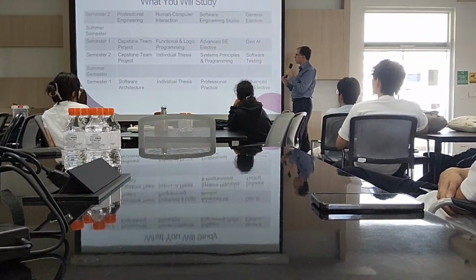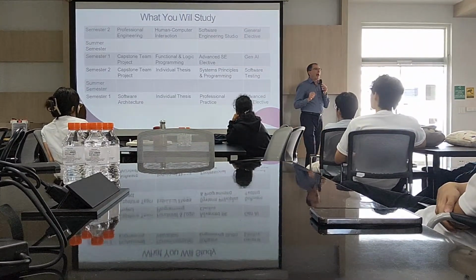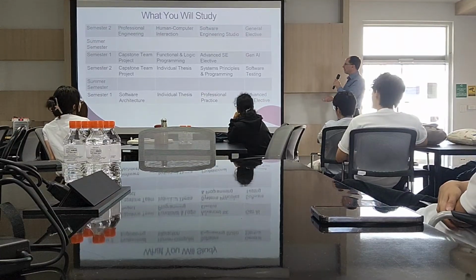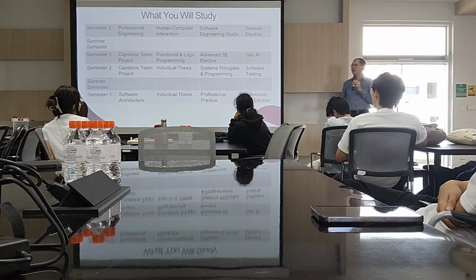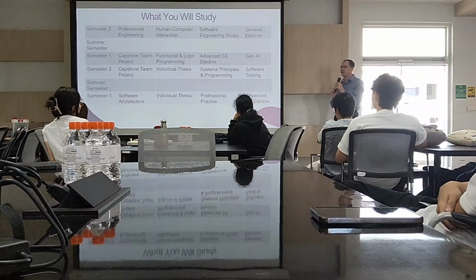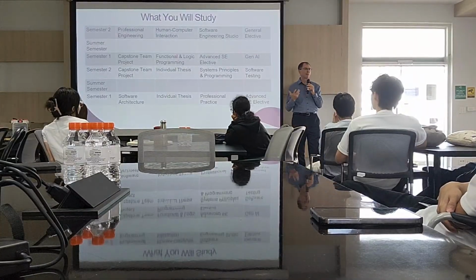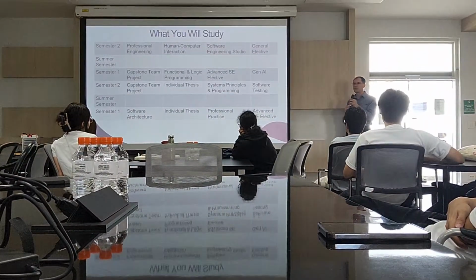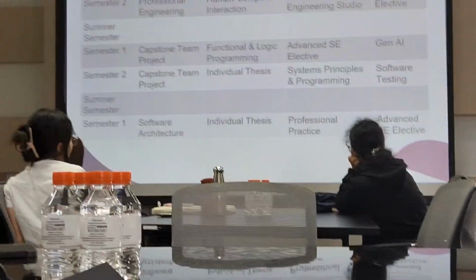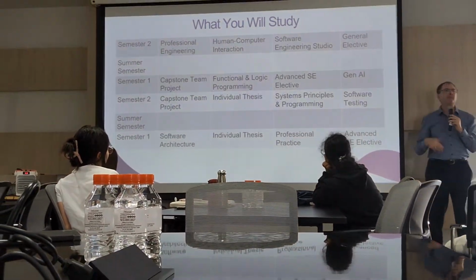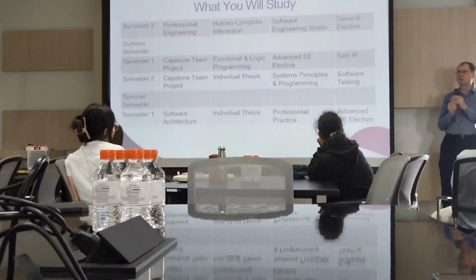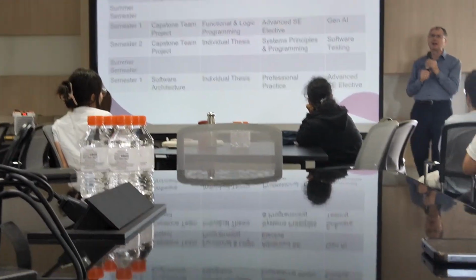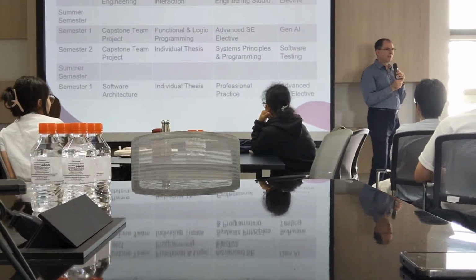There's a functional logic programming course, and then there's an advanced software engineering elective, and then there's a generative AI course. So that's one of the mandatory AI courses you'll take, which will be in your second semester at UQ. And so generative AI is looking at how do I actually use Gen AI? What are all the different tools getting you through to the stage of actually building something reasonably sophisticated?